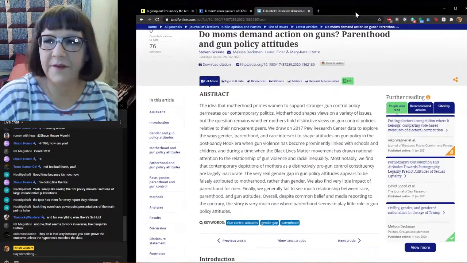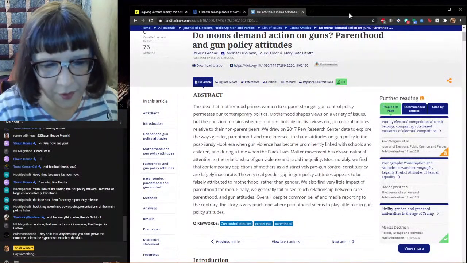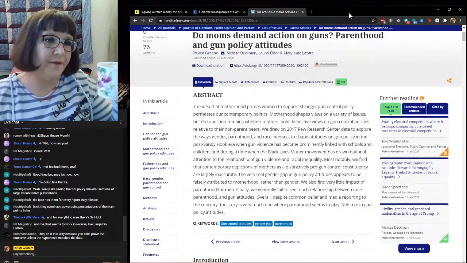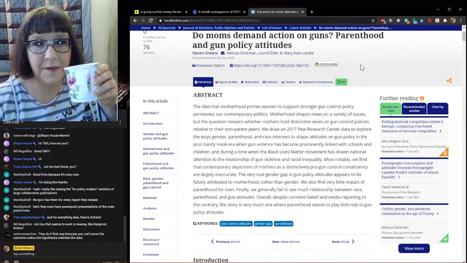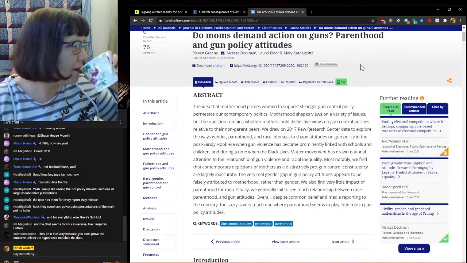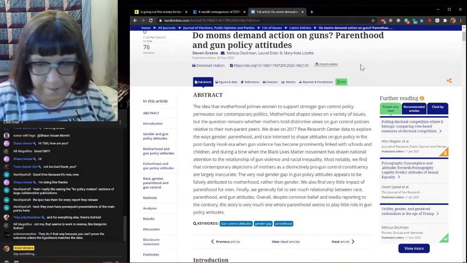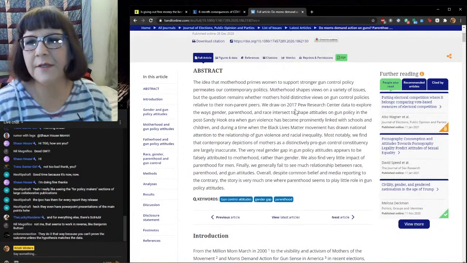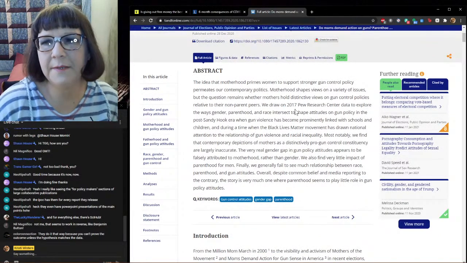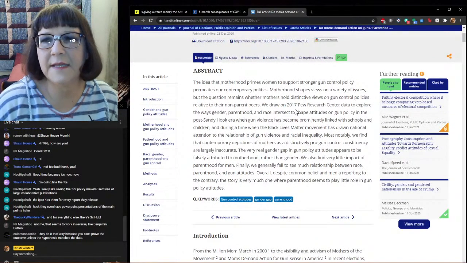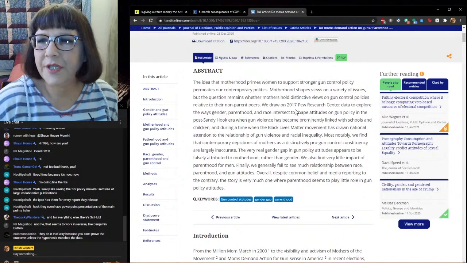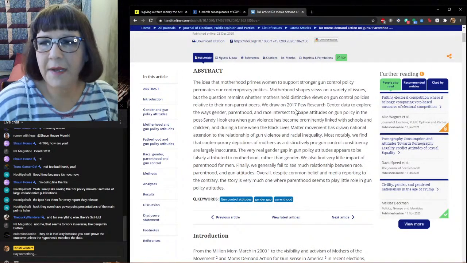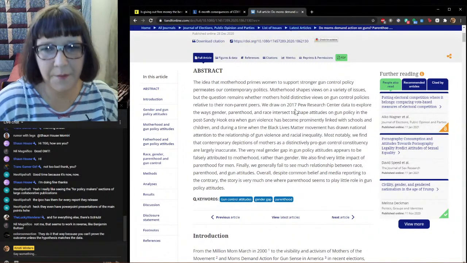Because it kind of confronts one approach in feminist theory, the motherhood effect, but of course then it doesn't really explain women or people who don't have kids. Parenthood effect. Let's have a look. "The idea that motherhood primes women to support stronger gun control policy permeates our contemporary politics." Absolutely true. "Motherhood shapes views on a variety of issues, but the question remains whether mothers hold distinctive views on gun control policies relative to their non-parent peers."